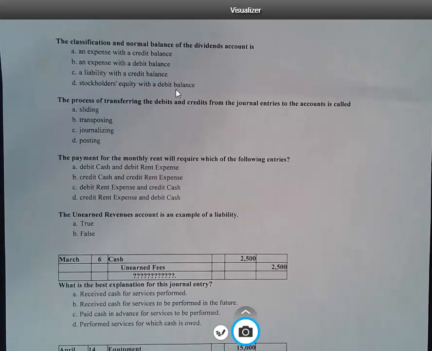Now I want you to understand, and I've said this before, the dividends account does not have to show up on the balance sheet. In fact, it really shouldn't. In our textbook, I believe in our examples it might, but that's because this is an introductory level course. Dividends are actually a subtraction.